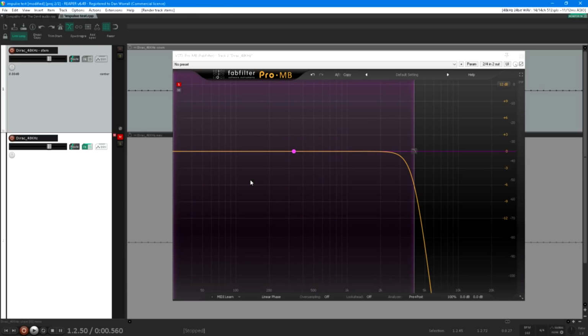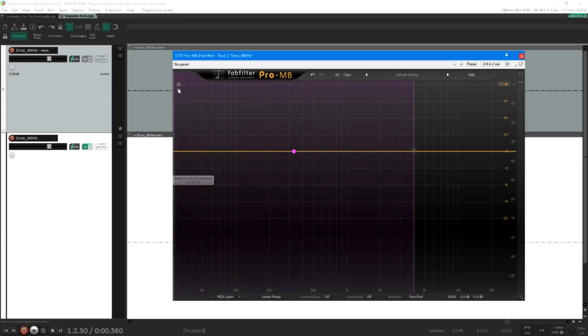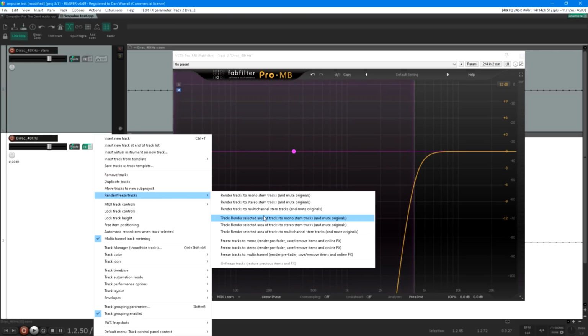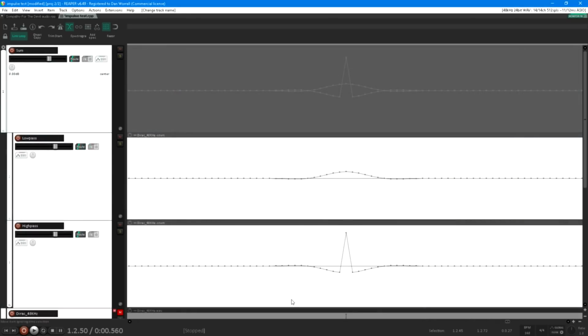Then I'm going to mute the low band instead of soloing it and test just the high-pass filter. Let's render that as well. And let's take a look at the results. If I zoom in vertically, it's easy to see the pre-ringing in both files.